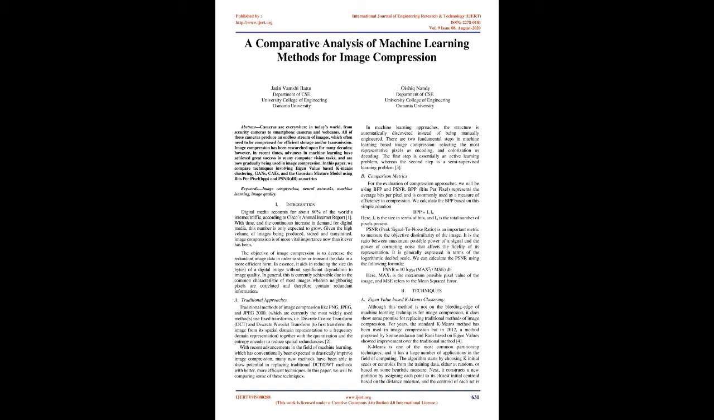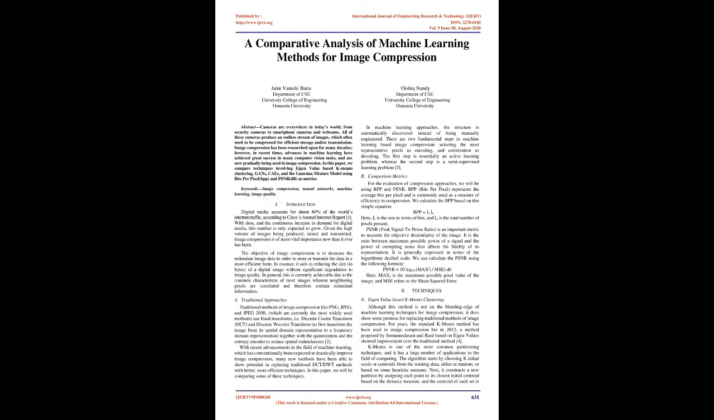However, in recent times, advances in machine learning have achieved great success in many computer vision tasks, and are now gradually being used in image compression. In this paper, we compare techniques involving Eigen Value-based K-means clustering, GANs, CAEs, and the Gaussian Mixture Model using bits per pixel, BPP, and PSNR, dB, as metrics. Keywords: image compression, neural networks, machine learning, image quality.